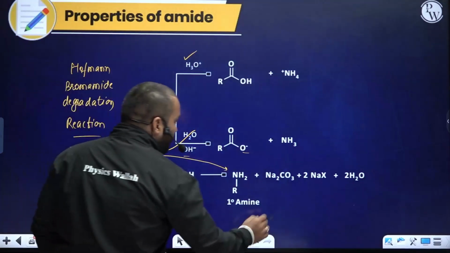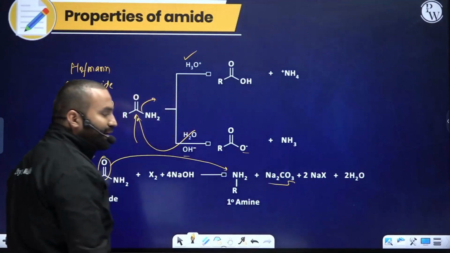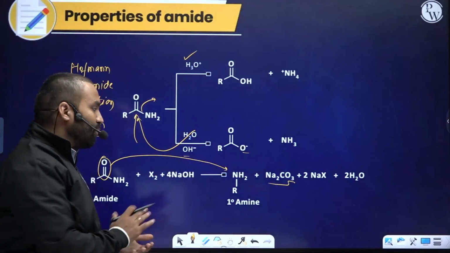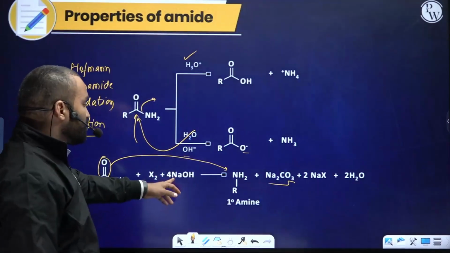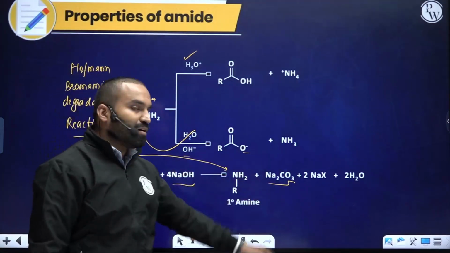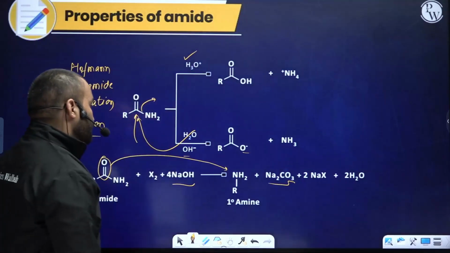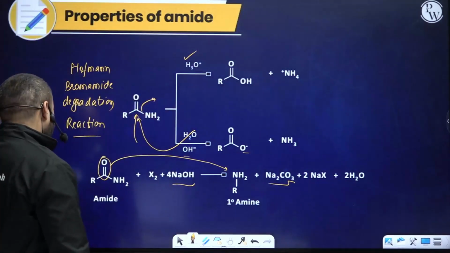So the board examination people, they will trick you by asking what is the side product obtained, what happens to the sodium salt taken. NaOH has now been converted to Na2CO3 and NaX.